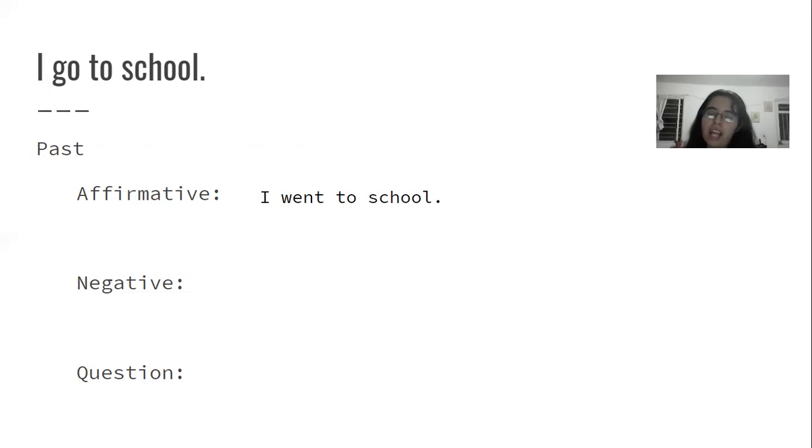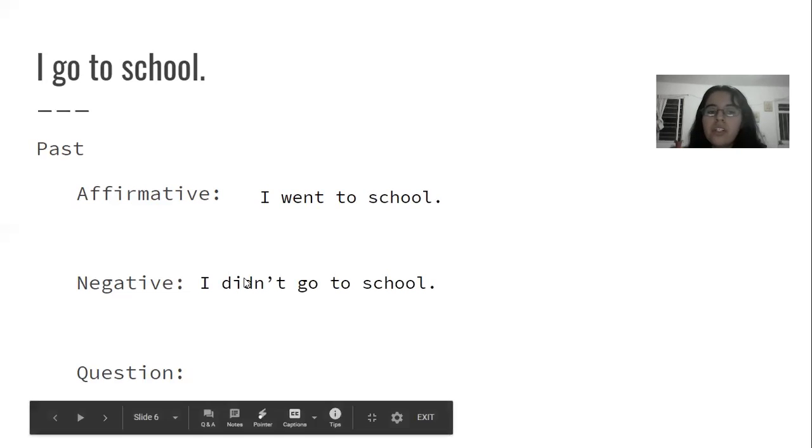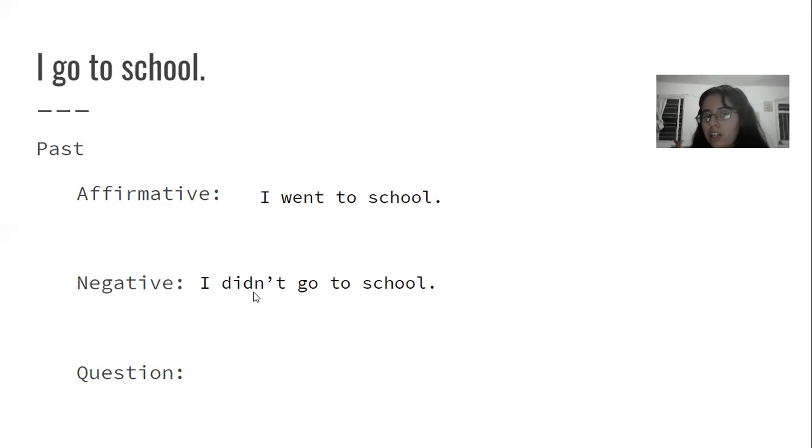What about the negative? How can we make it into the negative form? It would be, I didn't go to school. Here we just add the did and the not. I did not go to school, or here we put the contraction, I didn't go to school.